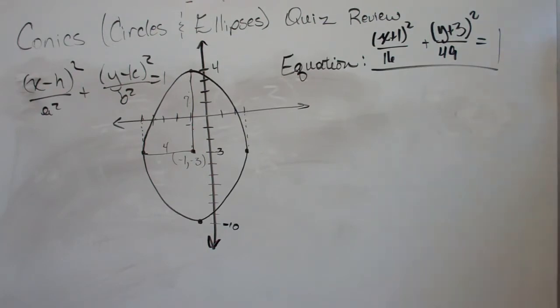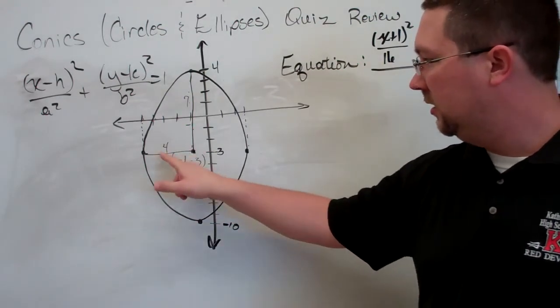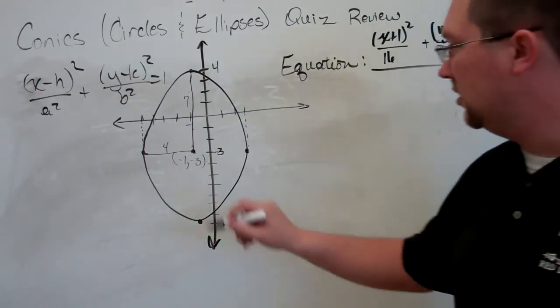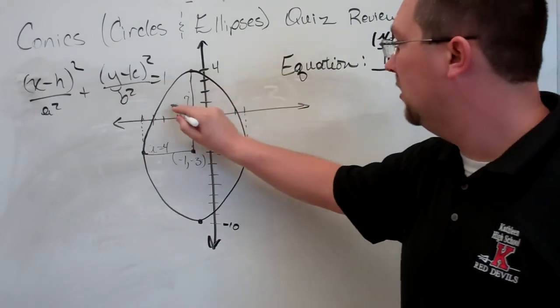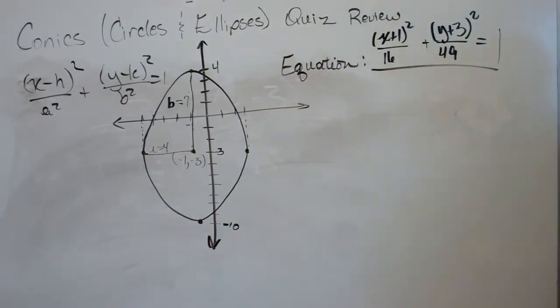So all you do is count. You just count from your center out. It's 4 units till you hit the outside either way. So that means A is 4. And then you simply count up again till you hit the ellipse. And when you go up and down, it is 7. So B is 7, B squared is 49. And that is all.